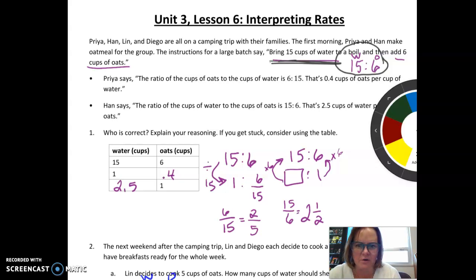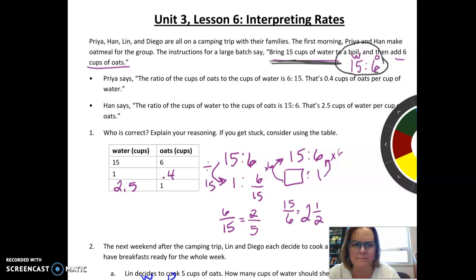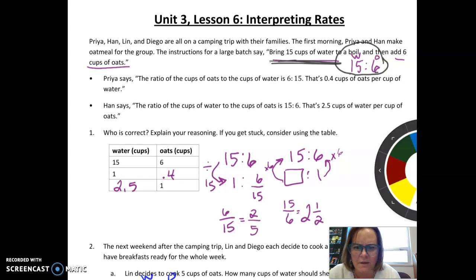So Priya says the ratio of the cups of oats to the cups of water is 6 to 15, which is correct because that's oats to water. 6 goes with the oats, 15 goes with the water. And she says that's 4/10 of a cup of oats per cup of water. And then Han says the ratio of the cups of water to the cups of oats is 15 to 6. And he's right too, because the 15 goes with the water and the 6 goes with the oats. And he says that's 2.5 cups of water per cup of oats. So who's correct? Well, they're both correct, you guys. They're both just looking at it from a different perspective.